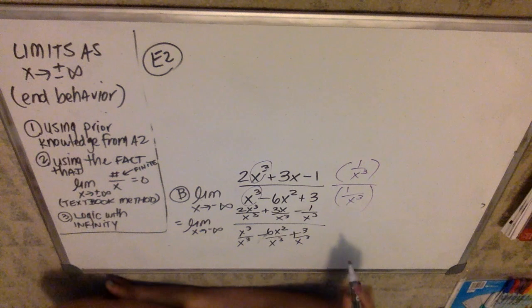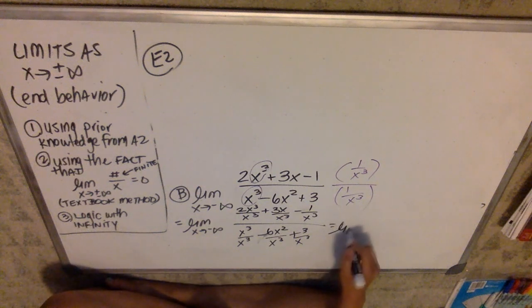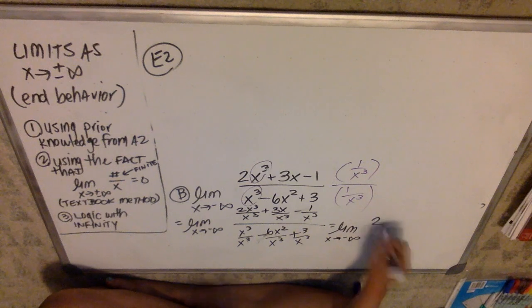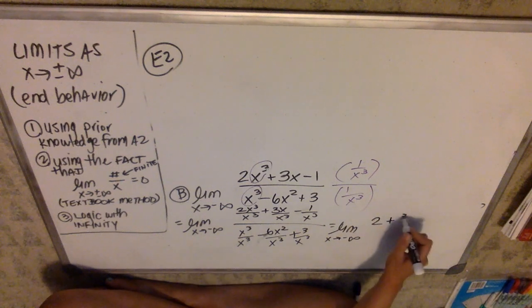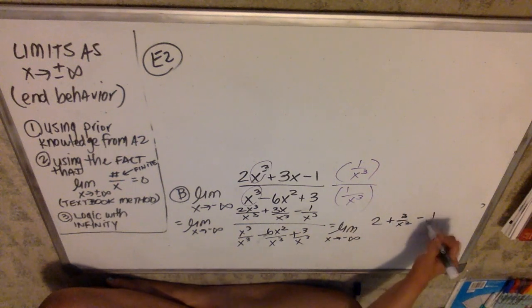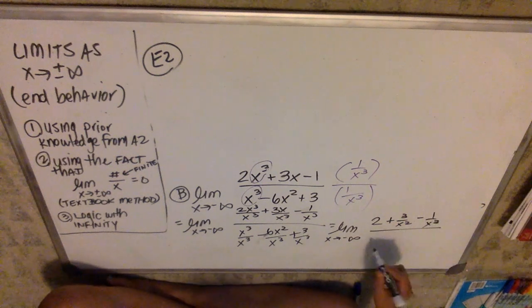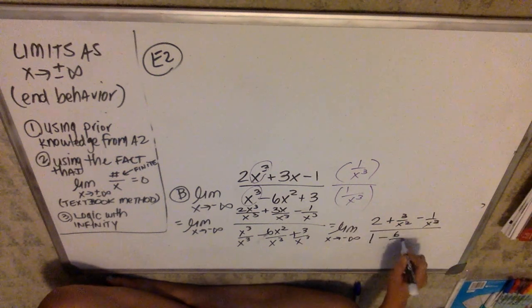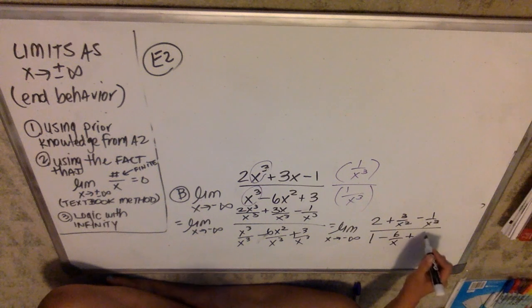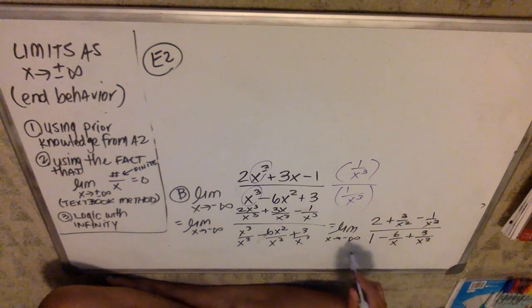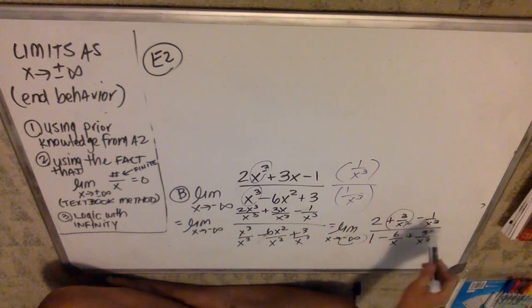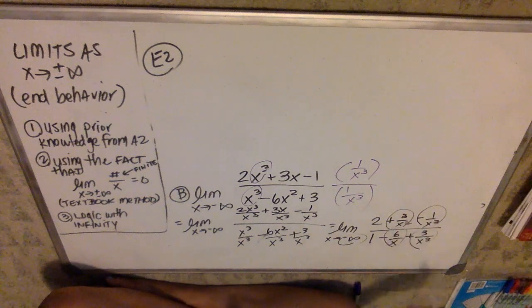Now, when I clean this up a little bit more, I'm going to get that this is the limit as x approaches negative infinity of a 2, because the x cubes would cancel, plus a 3 over an x squared minus a 1 over an x cubed, all over a 1 minus a 6 over an x plus a 3 over an x cubed. Now, when I plug in those infinities, any number on top of an infinity is going to be 0.